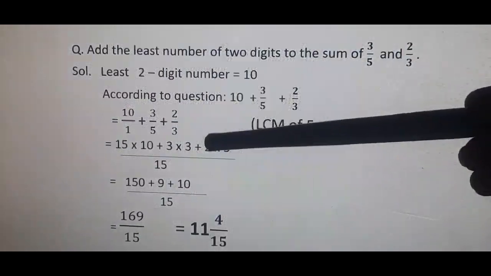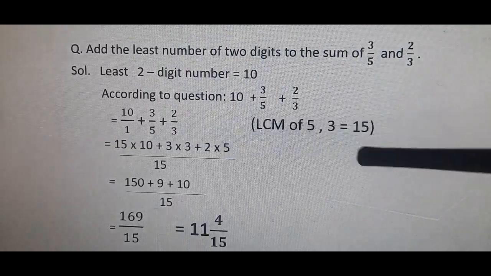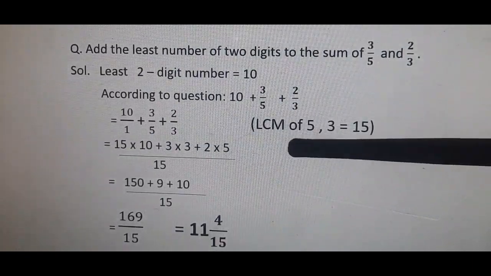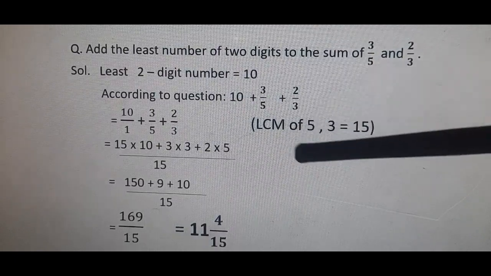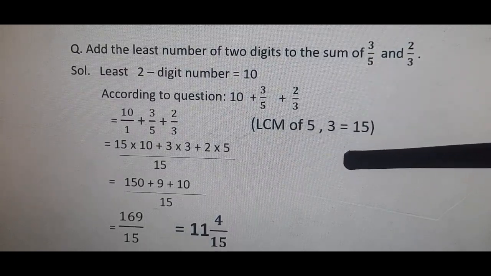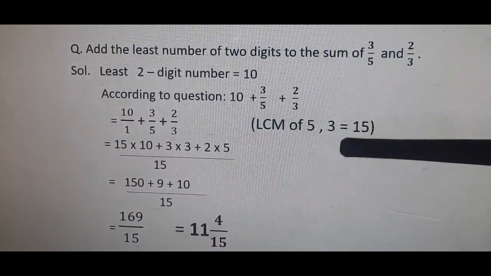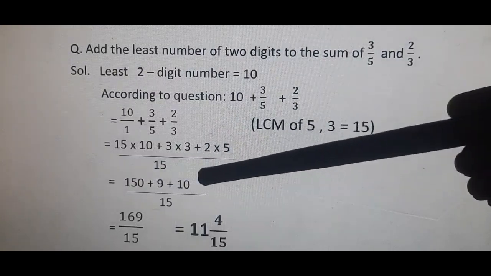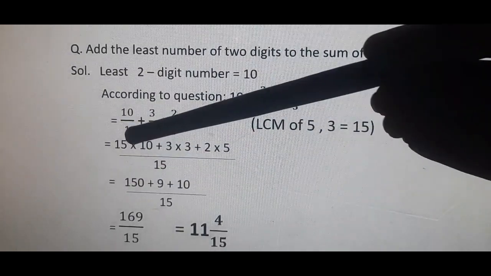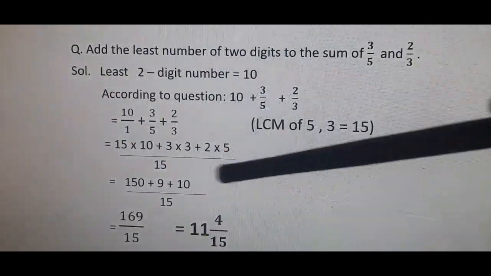Now see, denominators are different, so we have to take the LCM. LCM of 1, 5 and 3, or we can say LCM of 5 and 3. 5 and 3 both are prime numbers, so the LCM is 15. It is a property: when prime numbers are there, we find the product, and that becomes our LCM. Now write 15 as a denominator. 15 divided by 1 gives the quotient 15. So 15 multiplied by 10.